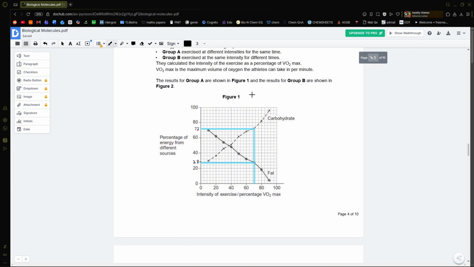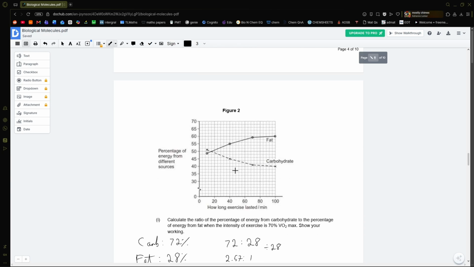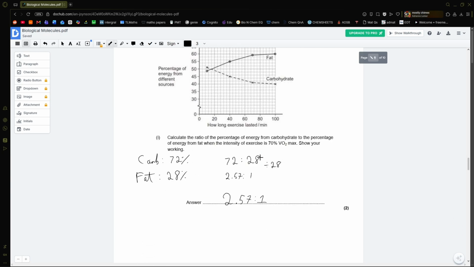And then Group A is figure 1, Group B is figure 2. So you have this here, and you have this here. Calculate the ratio of the percentage of energy. Hold on, let me get the highlighter out. Calculate the ratio. Okay, this is strange. One sec. The ratio of the percentage of energy from carbohydrates to percentage of energy from fat when the intensity of exercise is at 70% VO2 max.